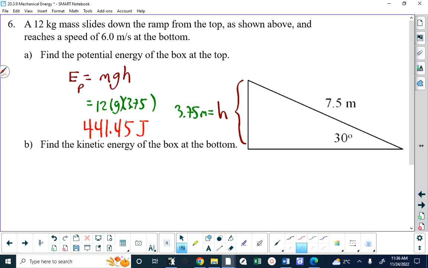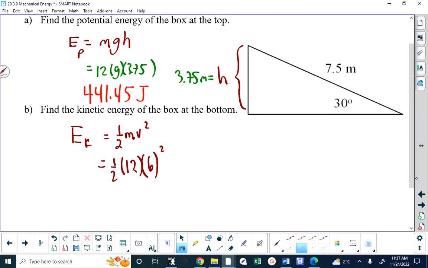Declan? 1/2 mv squared. We're told how fast it's moving at the bottom, and we know the mass, so let's find the kinetic energy at the bottom. So sometimes, and there's a lesson to be learned from this little discussion, sometimes you get so caught up in the big picture, oh, mechanical energy is conserved, you forget to read the whole question and look at what information you have. So at the bottom, the kinetic energy is 1/2 mv squared. So this would be 1/2 times 12 kilograms times 6 squared, which is giving me 216 joules, I think.